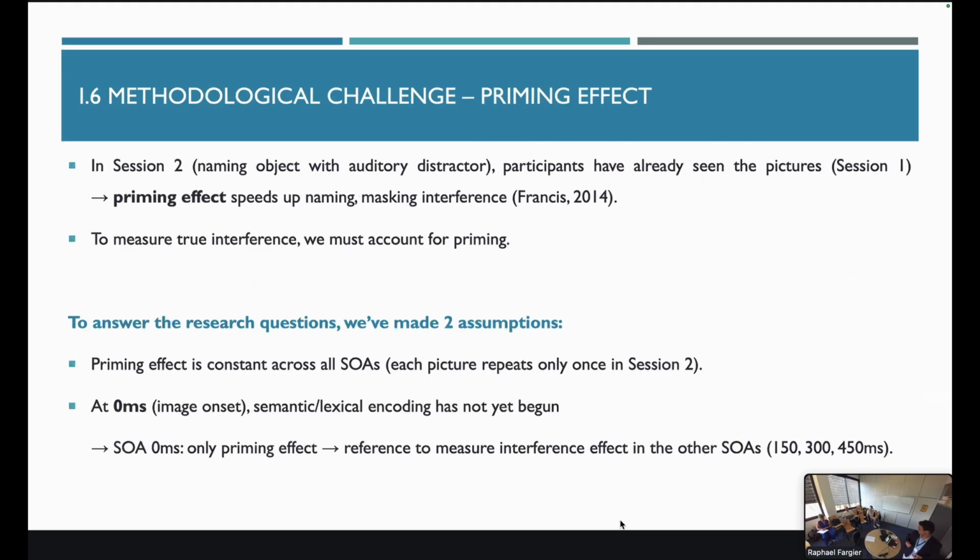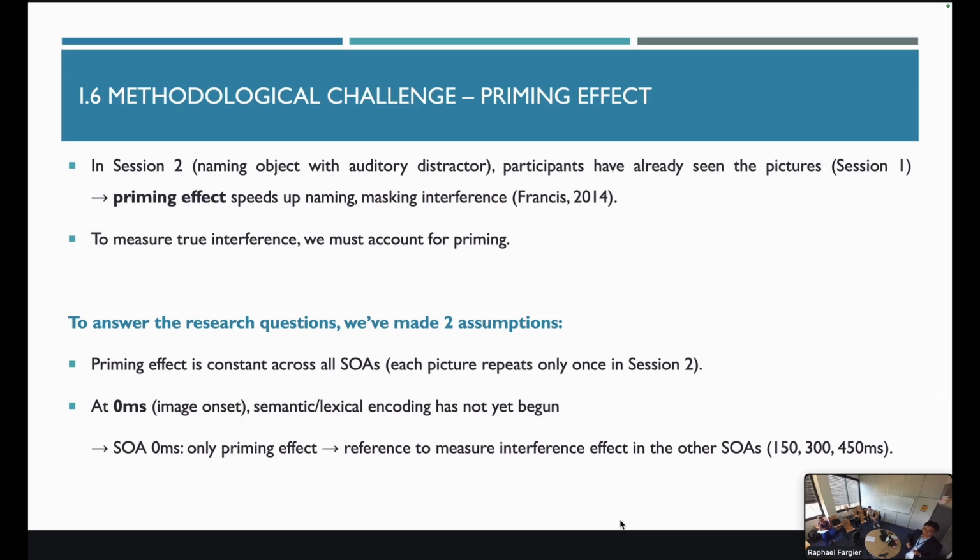To answer these questions, we also need to acknowledge a challenge. Remember in session 2, the participant has already seen each picture once in session 1, so each picture is repeated once. There is likely a priming effect that appears and speeds up the naming, masking the interference. So to measure the interference, we need to account for the priming effect.